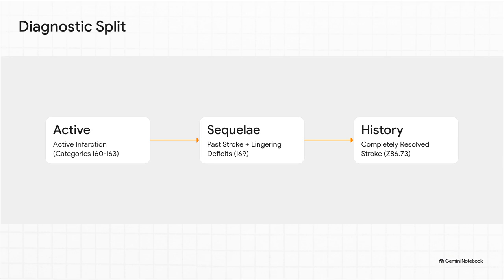Step 2. Past stroke with lingering deficits. So if the acute phase is over, but there are residual neurological issues, we jump to category I69. Step 3, completely resolved stroke with zero deficits. No deficits equals a personal history code, Z86.73. Remember, history codes basically shout that the patient no longer has the condition. Lingering deficits? Category I69. Zero deficits? History code. It's that simple.